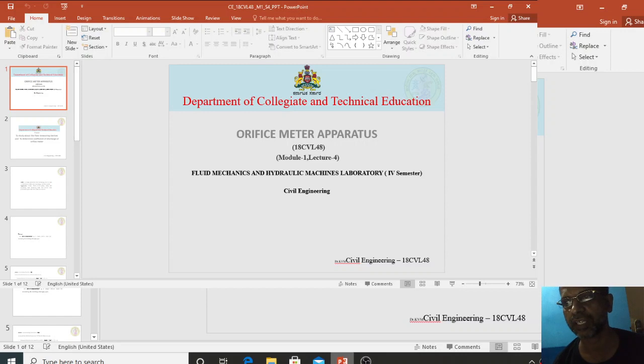Today I am discussing the orifice meter apparatus, which is used to calculate the coefficient of discharge. This is in the Fluid Mechanics and Hydraulic Machinery Laboratory subject, subject code 18CVL48, for Module 1 and lecture series 4 to 6, for semester civil engineering students.